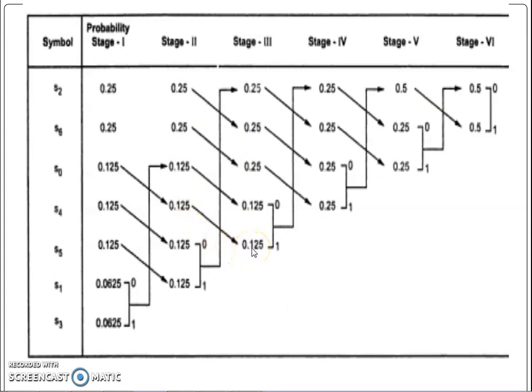Repeat for stage 3: again add the lowest probabilities, 0.25 and 0.25. The sum is 0.25, which again goes on the top. Remaining entries are shifted down. For stage 4, add the lowest probabilities, 0.25 and 0.25. The last two probabilities add to 0.5, coming on top for stage 5. The remaining probabilities are simply shifted to the next stage.